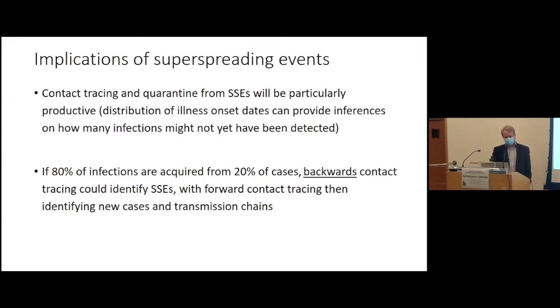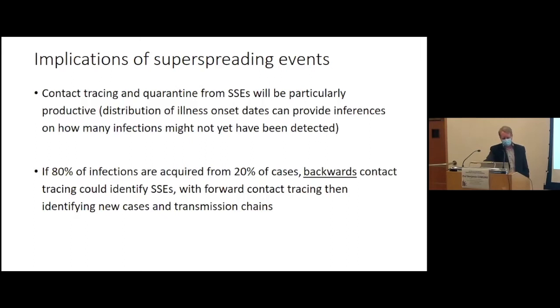The concept is, if 80% of our cases today were acquired from 20% of some previous cases, if we can identify where those super spreading events occurred, where those infections were acquired, maybe we can find a whole lot more. And actually, when I look at the number of unlinked cases in recent days in Hong Kong, I worry that there have been super spreading events we haven't yet identified.